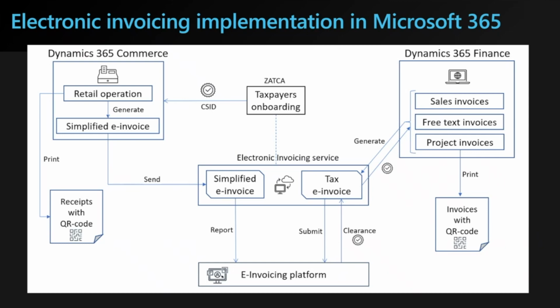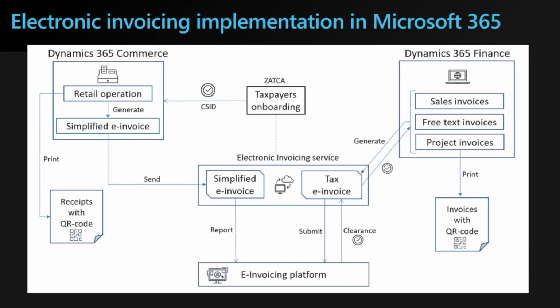Then the invoicing service updates original invoices in Dynamics 365 Finance with QR codes and some other technical data. Having these valid QR codes calculated by Zatka in Dynamics 365 allows printing of original invoices in human readable format with proper QR codes.